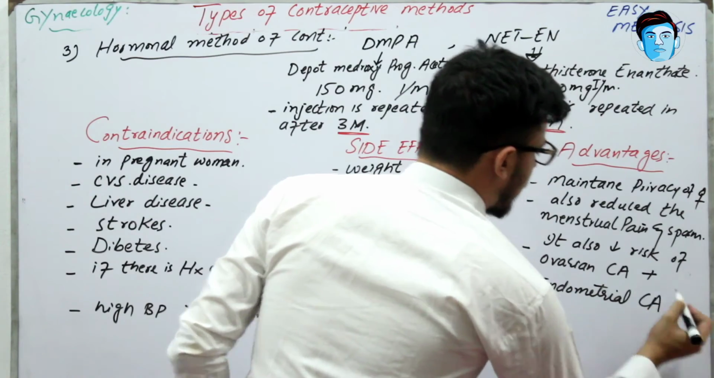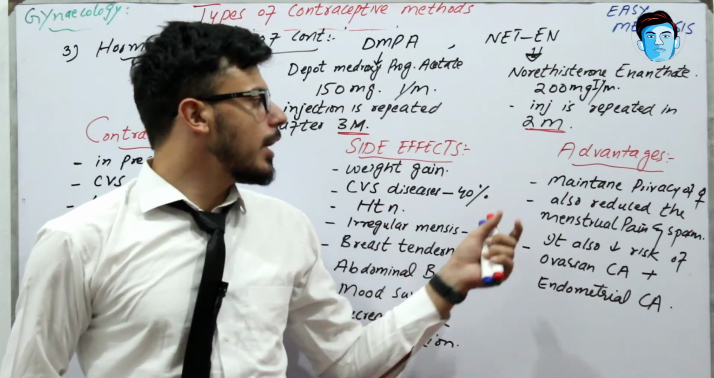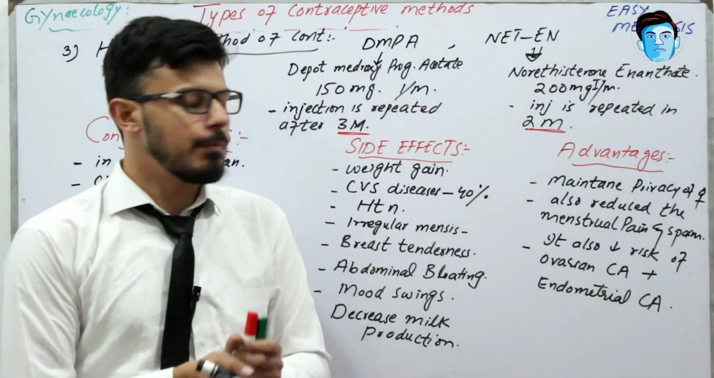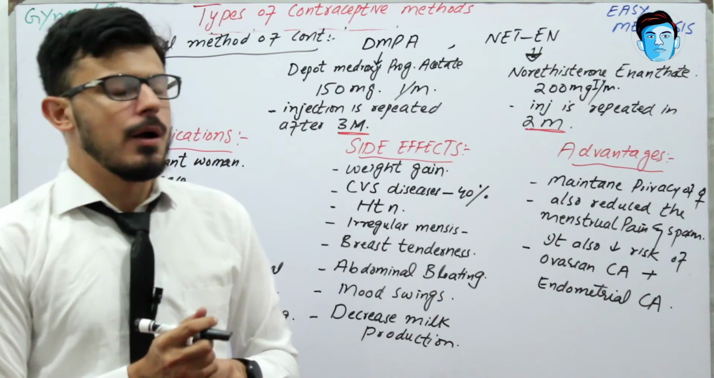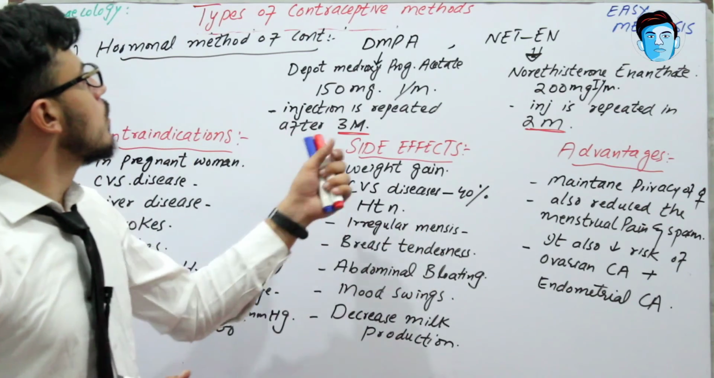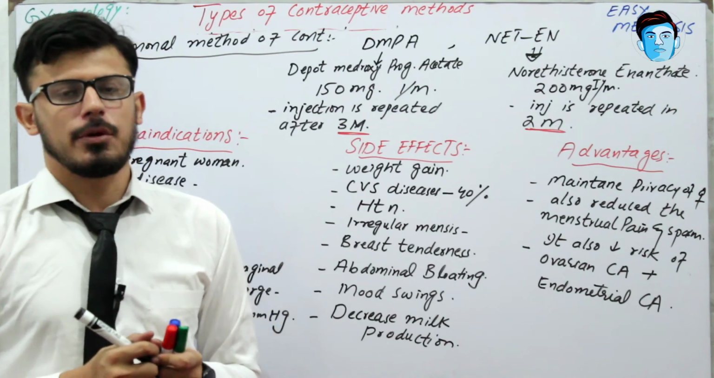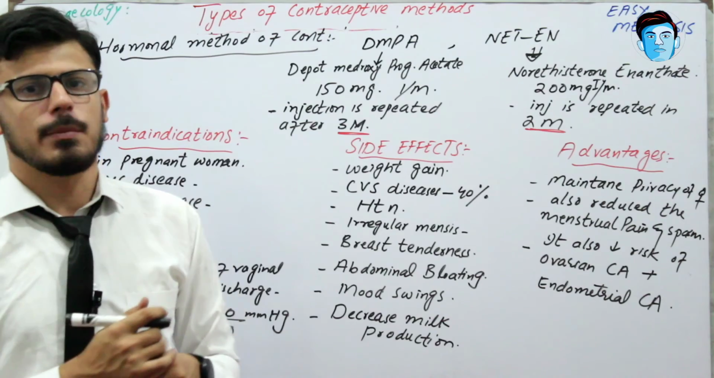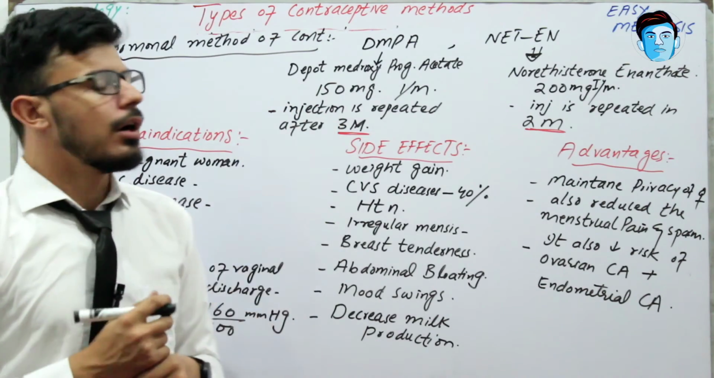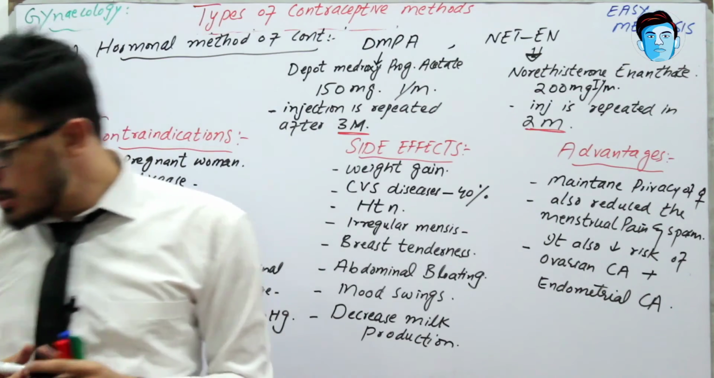So these are the main advantages of DMPA: it maintains the privacy of the female, it reduces menstrual pain plus spasm, and it also reduces the risk of ovarian plus endometrial carcinoma. So students, this is all we need to know about hormonal contraceptives. In hormonal contraceptives, we discussed all types, and then we discussed DMPA, its contraindications, side effects and advantages.